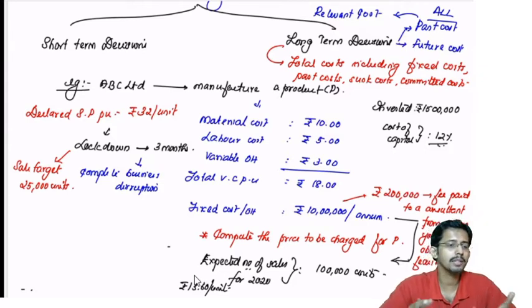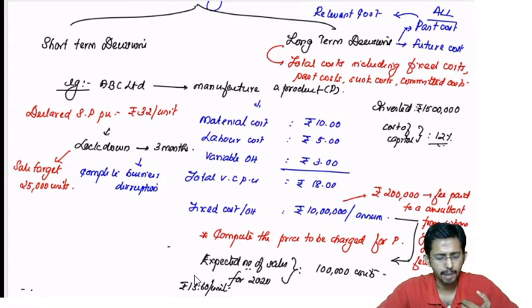If you price your product at 32, nobody is ready to buy because the demand is very bad, the market is very dull, it is locked down, so many issues. So it is an extraordinary situation. As a businessman, you are supposed to relook at your pricing decision also.